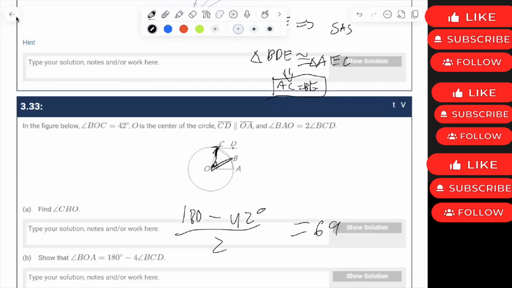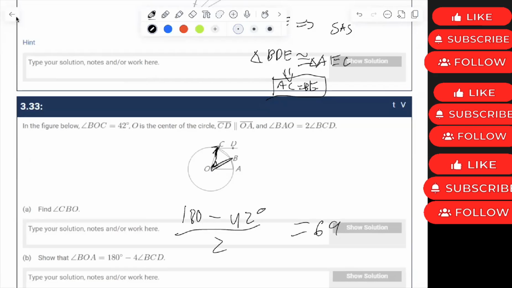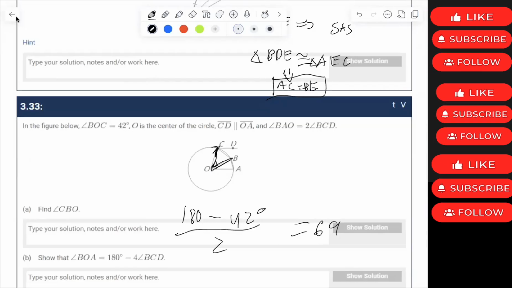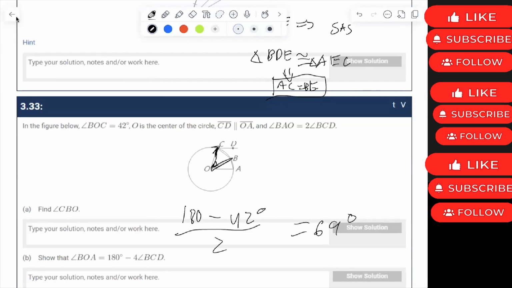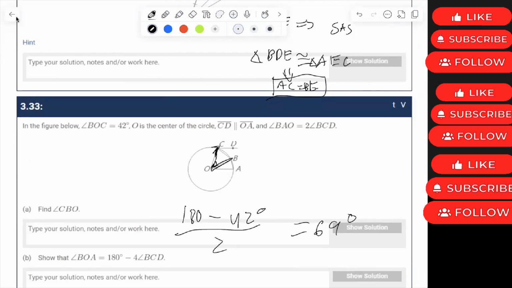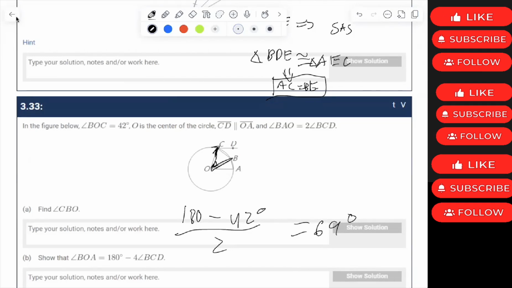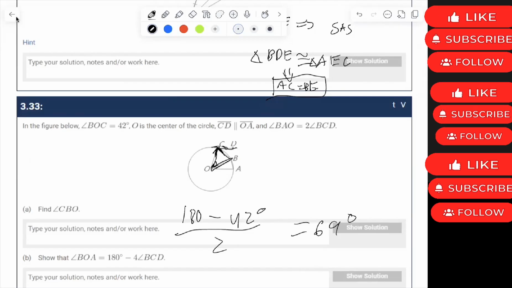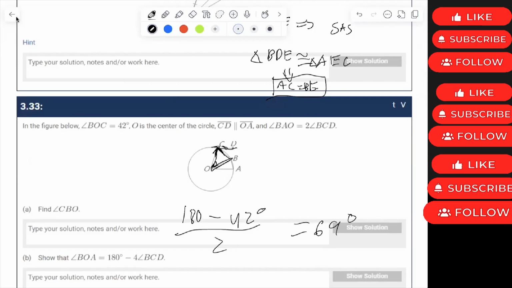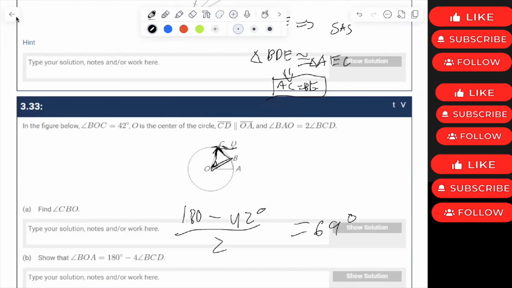69 degrees. Now show that BOA is equal to 180 minus 4 BCD. We know that BAO is 2 BCD.